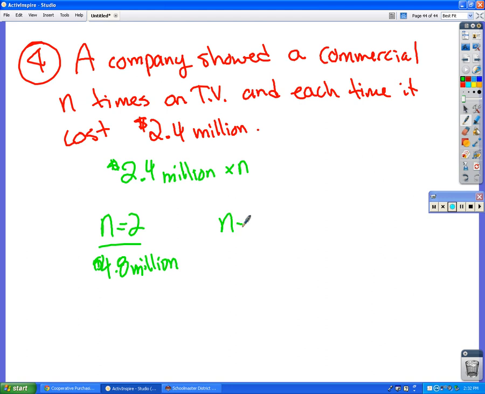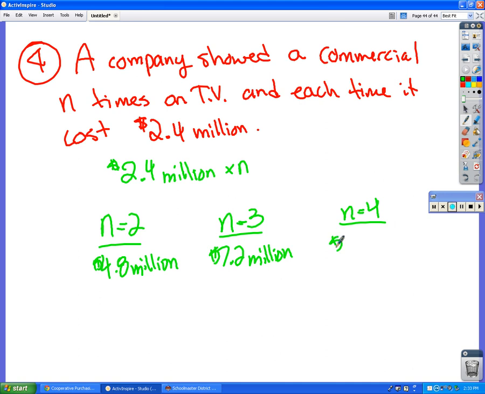How would you figure out how much it would cost you to show it 3 times? 7.2. Right, because you're going to 7.2. Very nice. You guys are good at mental math. I like that. $7.2 million to show it 3 times. How would you figure out how much it would cost you to show it 4?